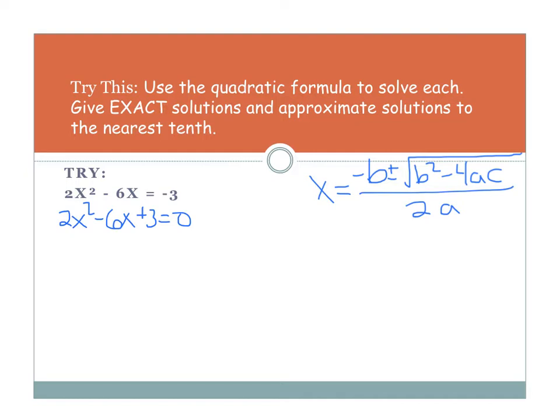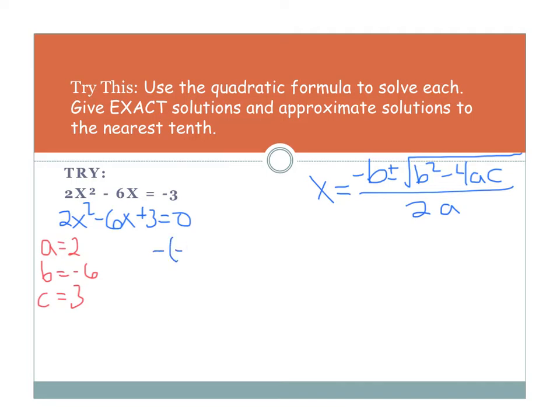Now I can identify my a, b, and c. Let's write down our a, b, and c. I'm going to have a equals 2, b equals negative 6, and c equals 3. Remember how I said it was very important that we know how to identify those? Well, there you go. When it's set equal to 0, we can identify our a, b, and c from that left-hand side. Now we can just go ahead and plug and chug.